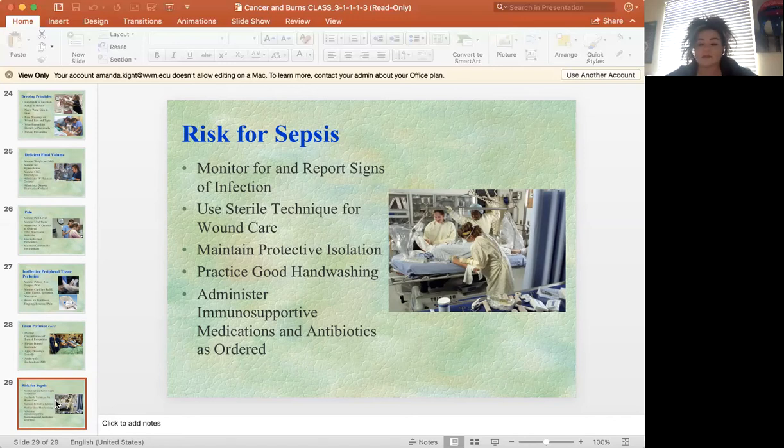We're repeating things so often, but things can happen so quickly with burns, especially, as we've been talking about, the flame burns with the 3rd and 4th degree. And then, as we mentioned earlier, administering immunosupportive medications, depending on what's going on. Are they having grafts done that can support the grafts?